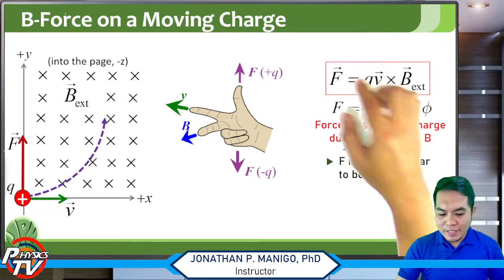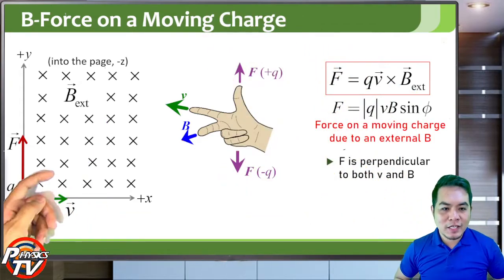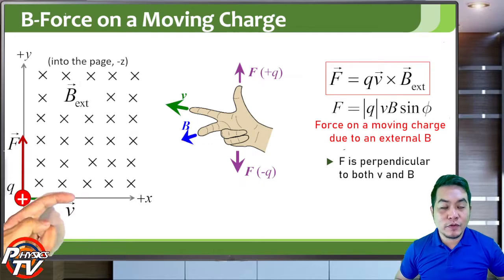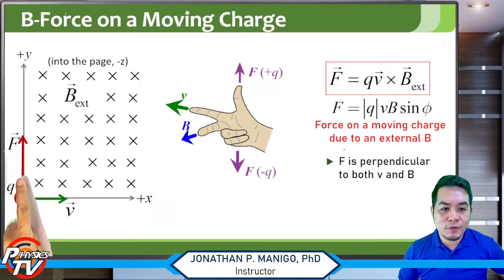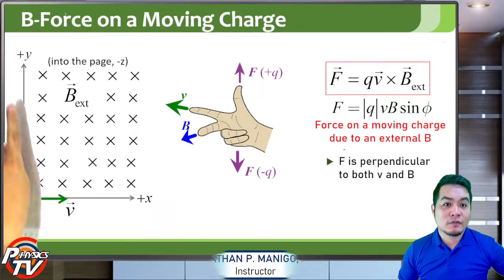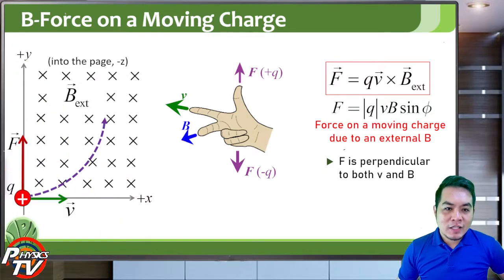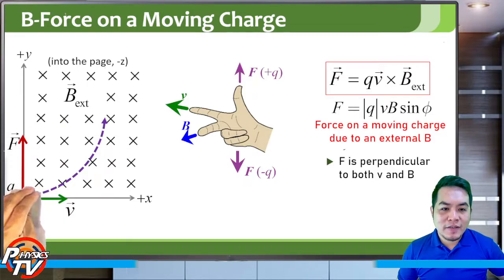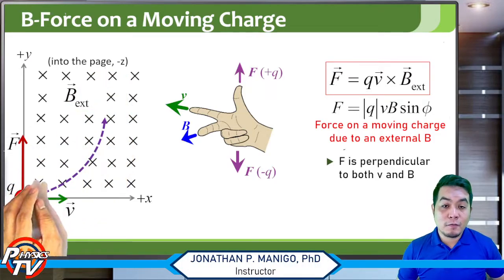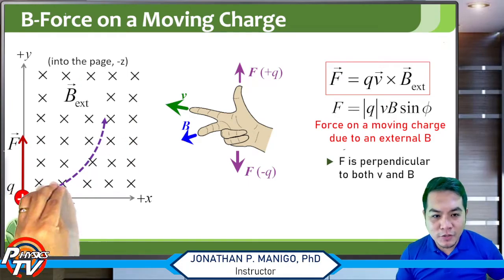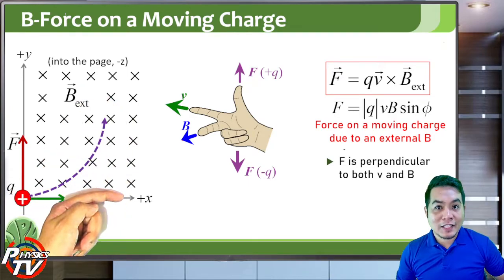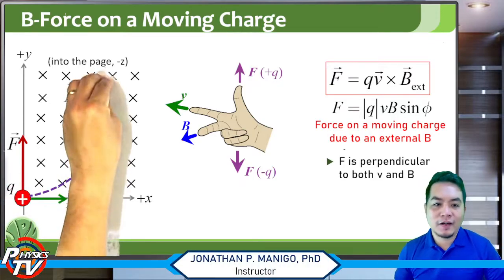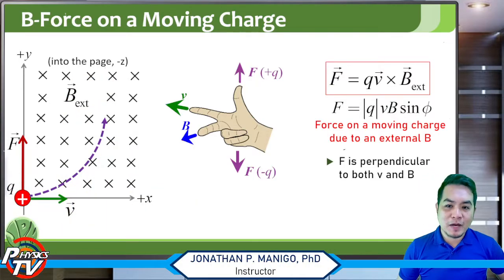What will happen in this scenario is that since the moving charge is originally moving to the positive x-axis, or to the right, and there's a force acting on it upward, the charge will have a curved path. Instead of going straight, since there's a force acting on it upward, it will curve around. That's what happens to its path.